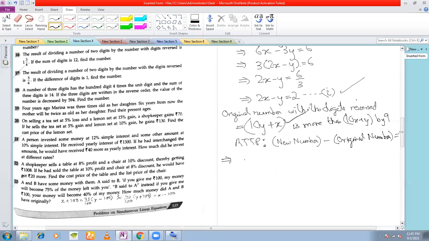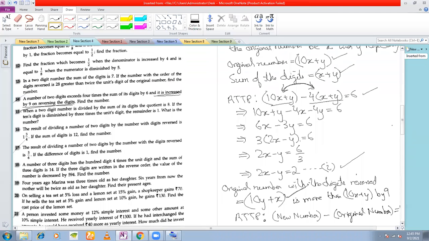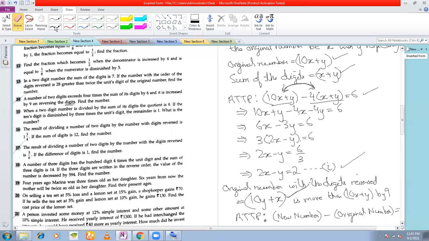Excuse me, sir, can you please explain it once again? See, it's a language issue, okay? If you read the question here, it states that a number of 2 digits exceeds, first condition, 4 times the digits by 6. So we have got the first equation with the help of this.